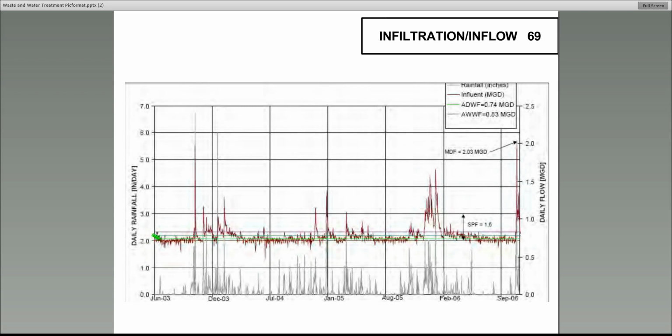So you can see, I'm just going to use an average. Let's say you have an average daily flow over here on this side. This is the rainfall on this side, the gray lines. But on this side, your average flow is somewhere around, as you can see, 0.74. But you have a maximum daily flow of 2. So if you divide 2 by 0.74, that gives you 8 divided by 3. So your peak factor would be something like 2.67. Is that right? So that's how they get peak factors.